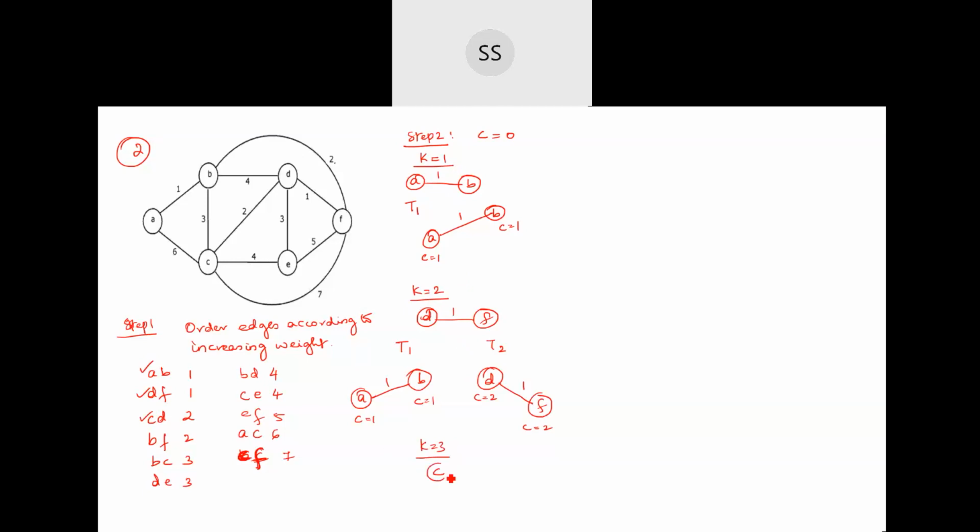My next edge is CD, and the weight is 2. So when I check C and D, C does not belong to T1. C also does not belong to T2. But when I check D, D doesn't belong to T1, but D belongs to T2. That means one of the components belongs to a tree and the other doesn't belong to any tree. In that case, I can join C into T2. So I'll be modifying my tree.